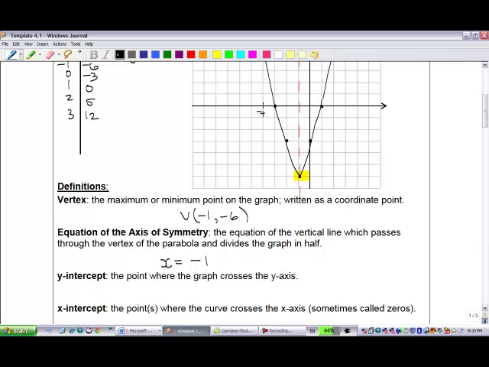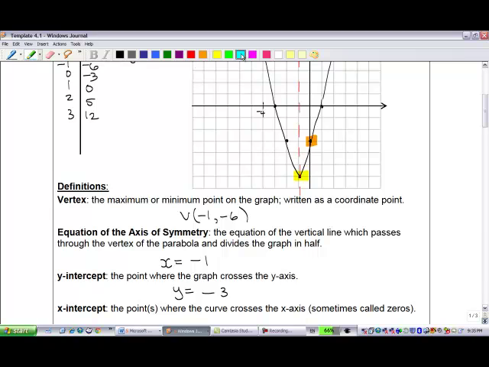The y-intercept, so this is the point where the graph crosses the y-axis. We can see that in this region right here. We have a y-intercept of negative 3.